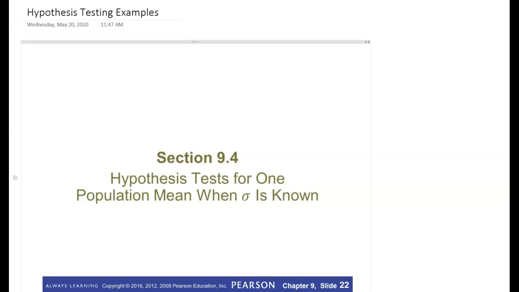In this video, we're going to look at sample problems. We're going to do both a sample problem when sigma is known, like we did with confidence intervals, then we're going to move on to some examples when sigma is unknown. And just like with your confidence intervals that you worked on previously, if sigma is known, we're using a z-table. And when sigma is unknown, we move to our t-table.